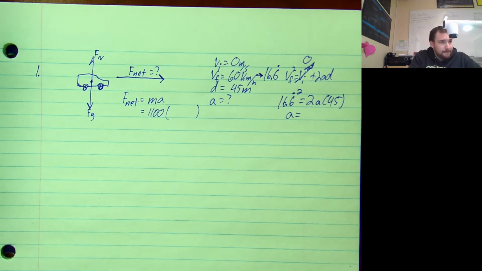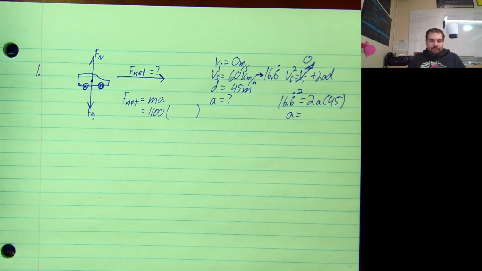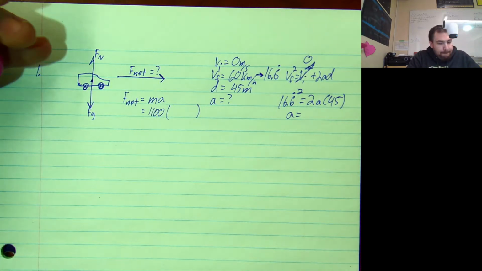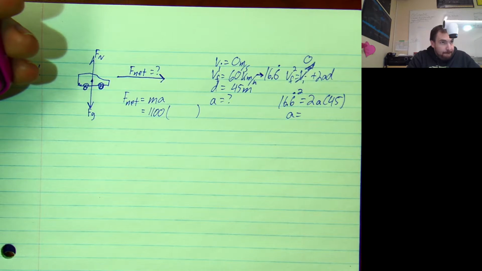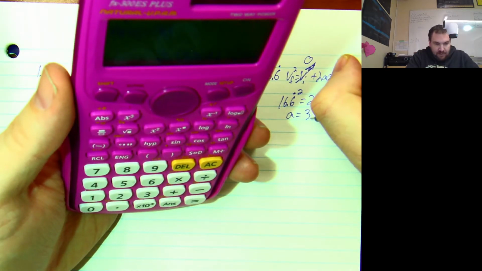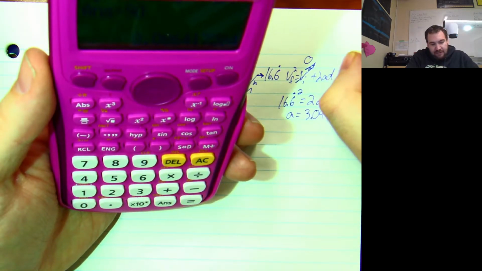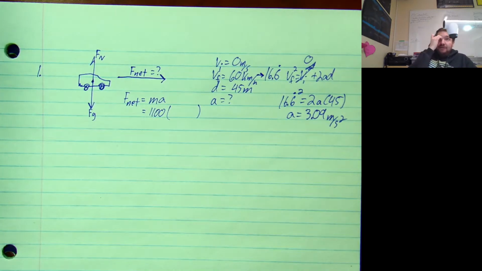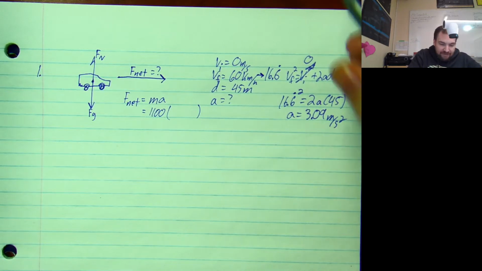What's A? What did you get, Zaid? 3.08 if I did it right. I don't think you rounded it right, but yes. Unless I screwed it up. 3.09 meters per second squared, because I also used the repeated value. I see what you did. So that's the acceleration. That value is going to go in here.